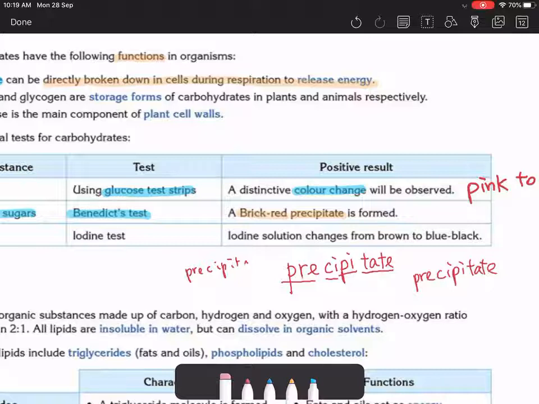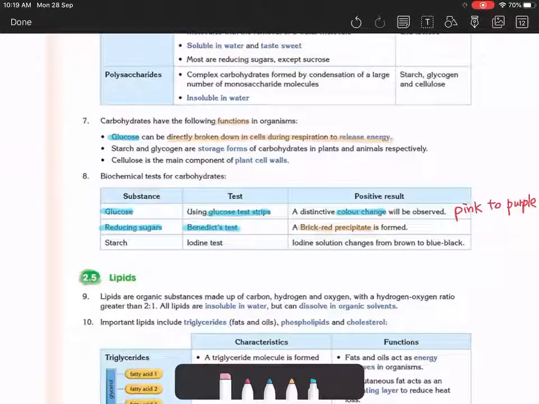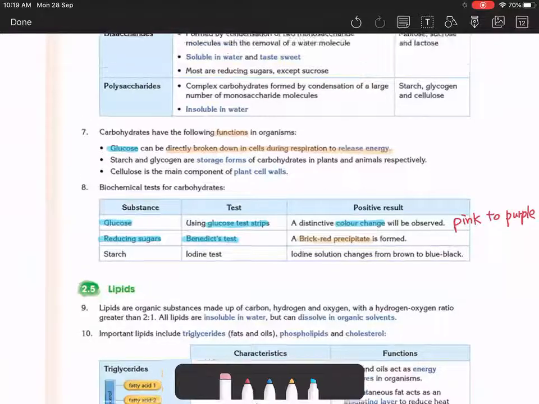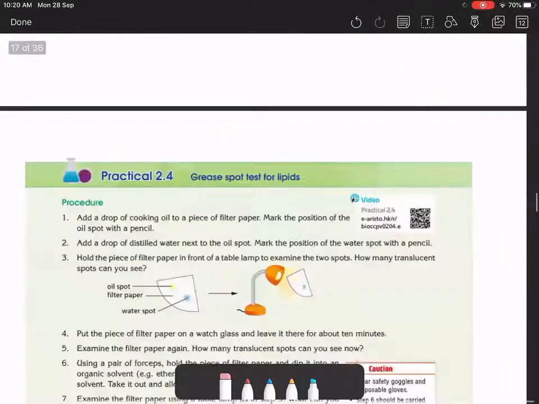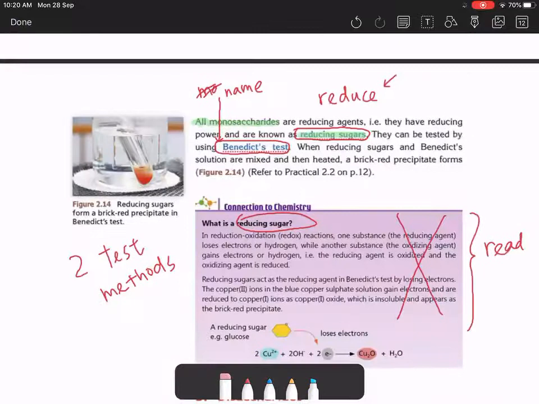Okay. So for Benedict's test, if they are reducing sugars, a brick red precipitate will form. And actually, you can see the precipitates if you go back to page 9. Let's go back to page 9. Here. Now, where is the precipitate? You look at the results. This precipitate has already sunk to the bottom. And then you can see the color is so dense at the bottom because the precipitate sank to the bottom.